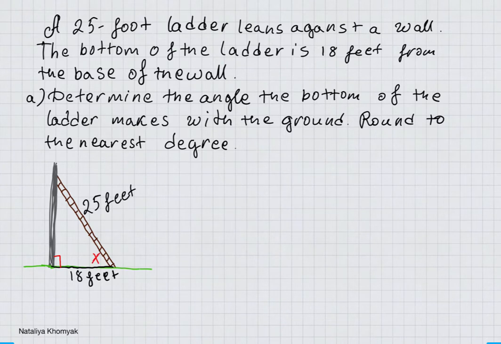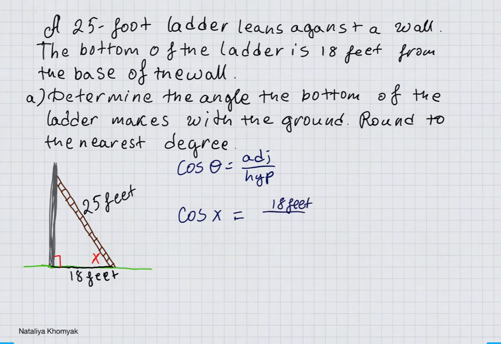We are looking for an angle and we have the adjacent side and the hypotenuse. The function that uses the adjacent side and the hypotenuse is the cosine. Cosine theta is equal to adjacent side divided by hypotenuse. Let's substitute and solve. Cosine of x is equal to 18 feet divided by 25 feet. Feet and feet will cancel, so we get cosine of x is equal to 18 over 25.